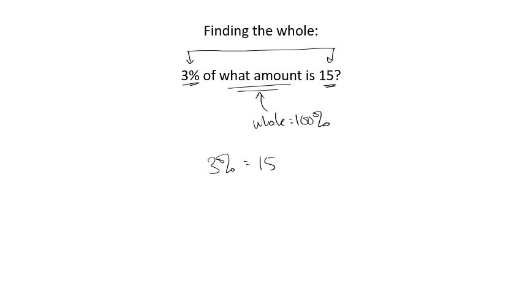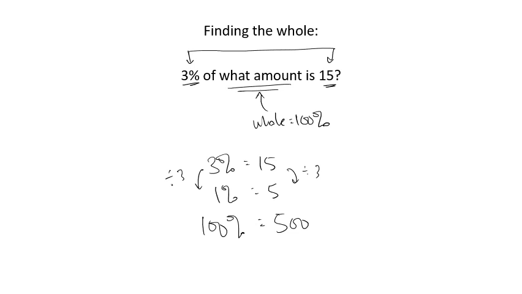Now, if for whatever reason you're compelled to just multiply the 3 and the 15 by 33 and a third, you certainly can. But I'm going to work this as a unit fraction, or as a unit rate, rather. So I'm going to divide by 3 and then divide this by 3. And so if 3% is 15, I know 1% is going to be 5. And so then if 1% is 5, I'm going to multiply this by 100. And so I know 100% would have to be 500.